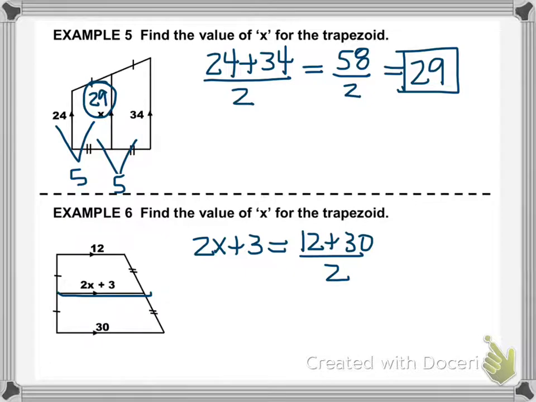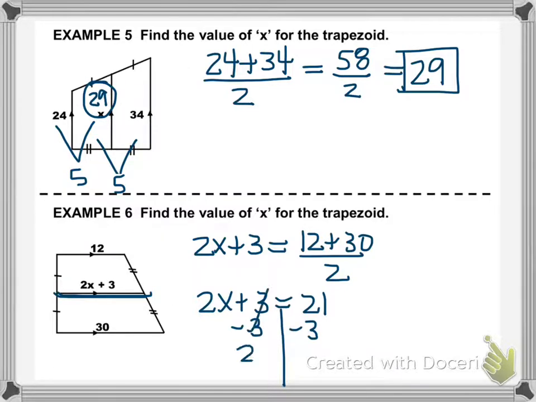So the cool thing is on the right, we just have numbers, so we can actually simplify that. 12 plus 30 is 42. 42 divided by 2 is 21. So I'm going to simplify this equation to 2x plus 3 equals 21. So 21 now is the length of my median. I have to just solve it now to find x. So we're going to move our constants to the right side by subtracting 3 from both sides. 2x equals 18. Then we'll divide both sides by 2. So x equals 9.